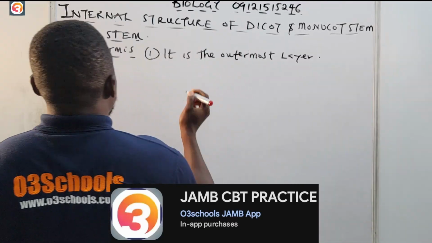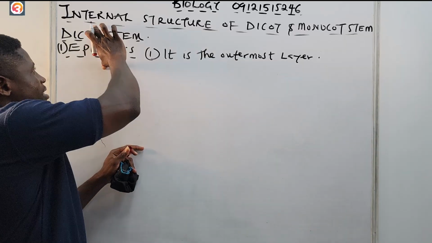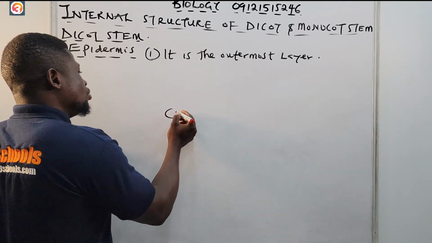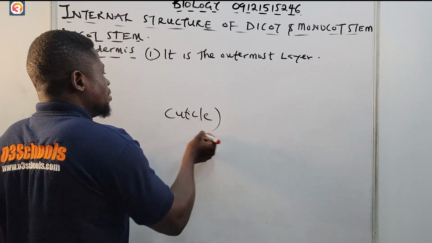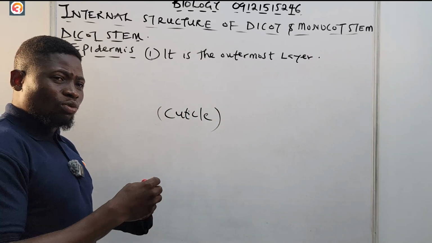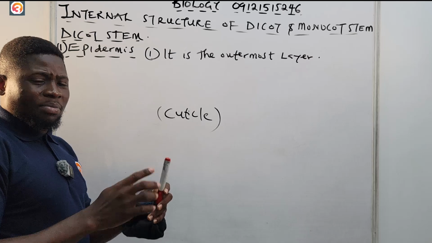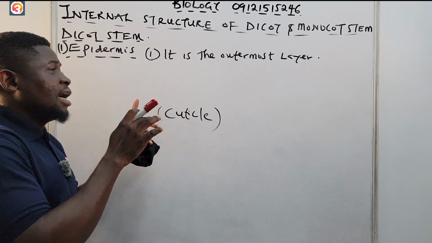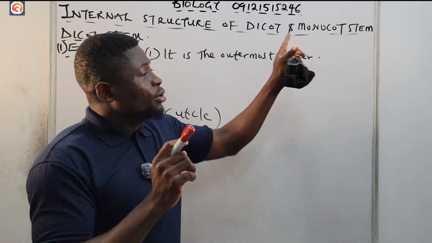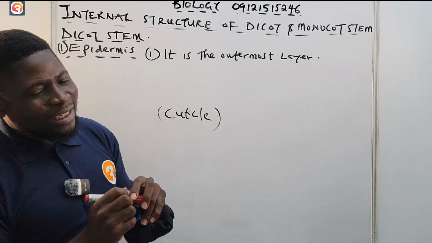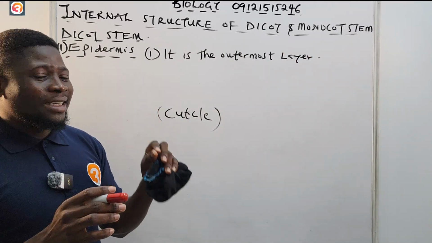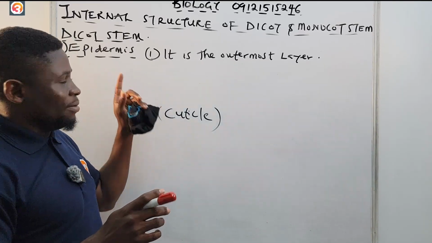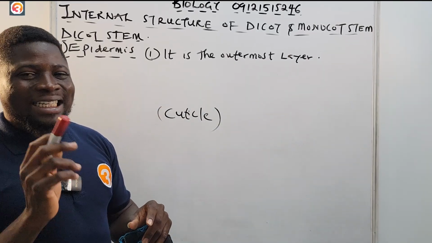The epidermis of the dicot stem has a cuticle. Remember what I told you about the cuticle in the last video, this waxy appearance. Dicot roots and monocot roots do not have a cuticle. They have an epidermis without cuticle. But the dicot stem has a cuticle.